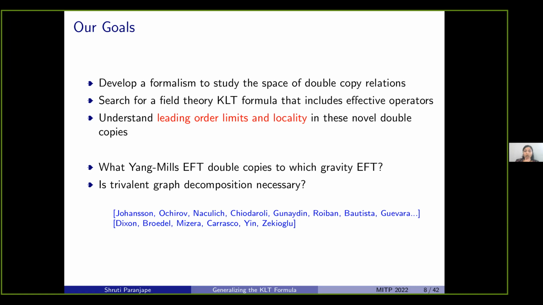Okay. So in particular, we will look for a KLT formula that includes effective field theories, effective operators. And then once we have that, we'll study leading order limits and locality. The prime example that I'll be talking about is Yang-Mills. So basically the Yang-Mills effective field theory and how it double copies to a gravity EFT.